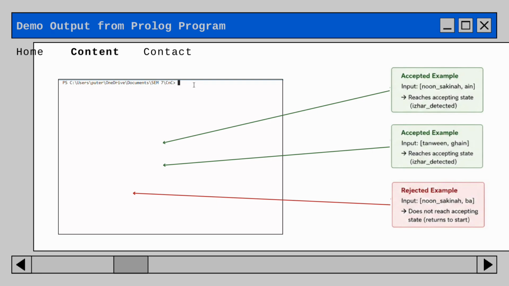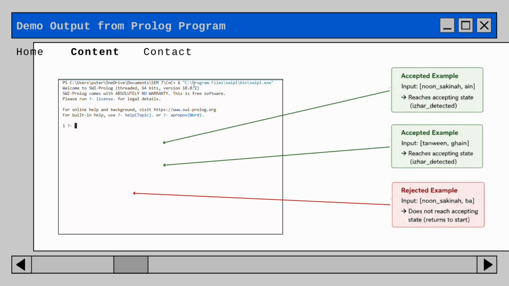In SWI Prolog, I need to enter this command, and it shows welcome to SWI Prolog. And then I need to load my program by inserting this command. So it says true. For the test cases that I need to run, there are 3 test cases. The first one is detect IZHAR nun sakinah with ain, and the output will be IZHAR HALQI detected because nun sakinah with ain is IZHAR HALQI.